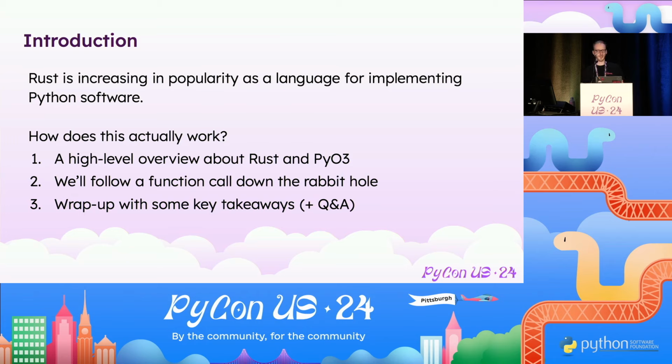Then we'll take a look at a Python function call, and we'll actually go down the rabbit hole and find our way to the Rust code. And finally, we'll wrap up. I want to give you a couple of key takeaways, and then, time permitting, we'll take a couple of questions.